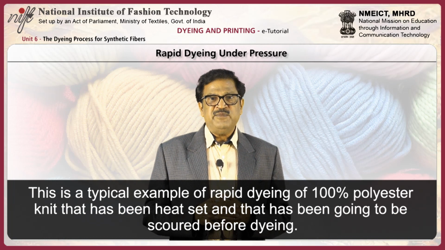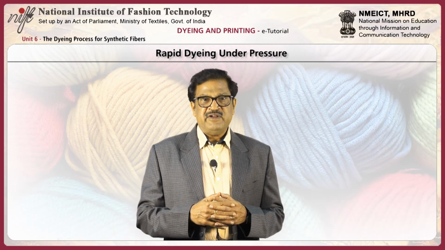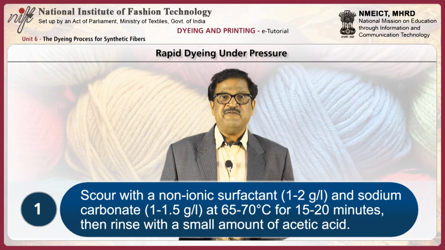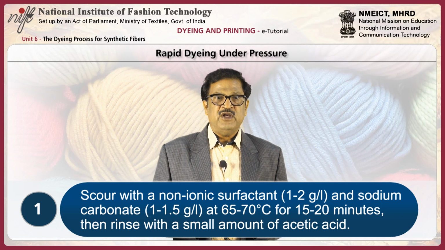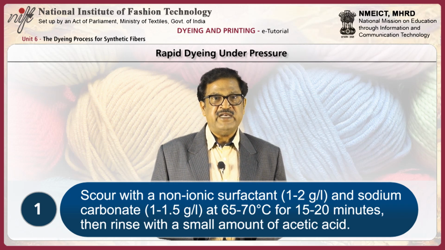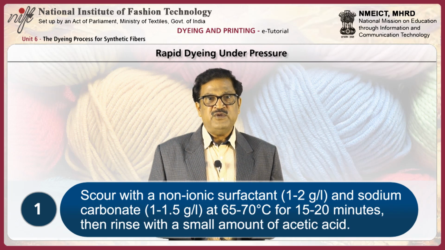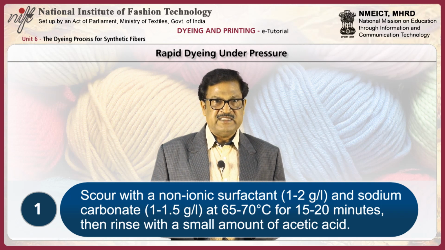The typical example of rapid dyeing is 100% polyester knit that can be heat set and that is going to be scoured before dyeing. It involves a number of processes. First, scour with non-ionic surfactant 1 to 2 grams per liter and sodium carbonate 1 to 1.5 grams per liter at 65 to 70 degrees centigrade for 15 to 20 minutes, then rinse with a small amount of acetic acid.